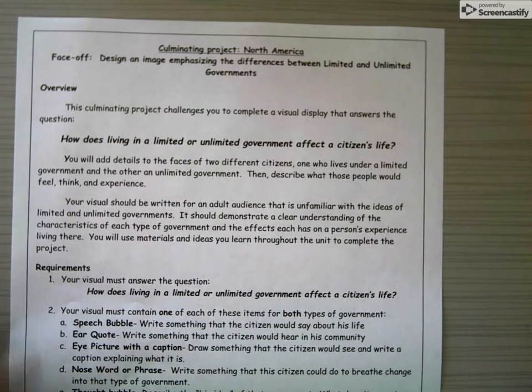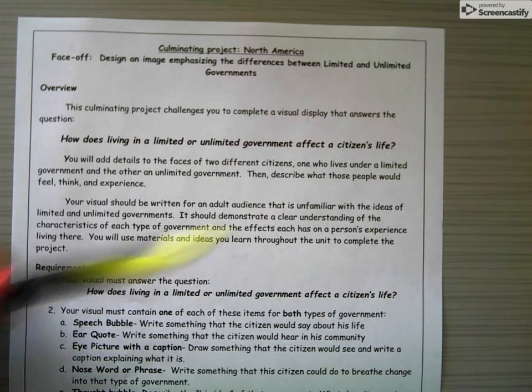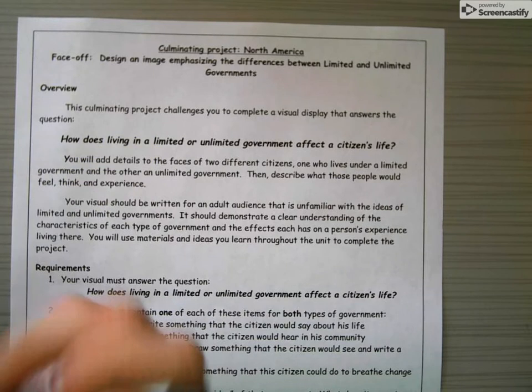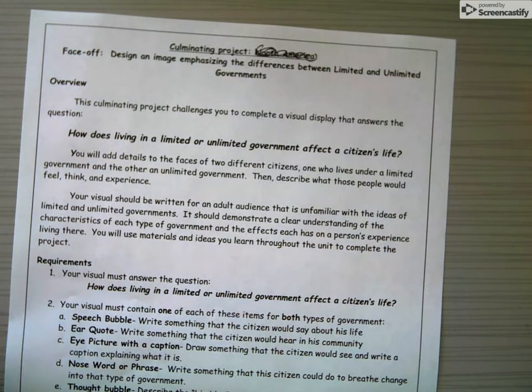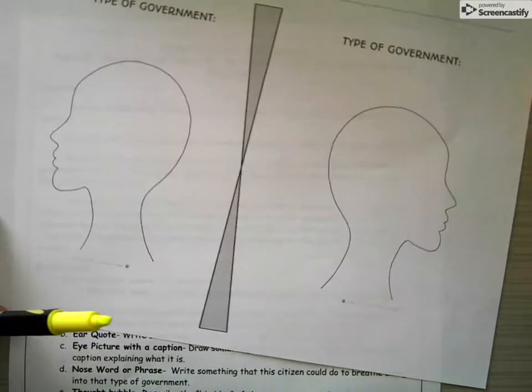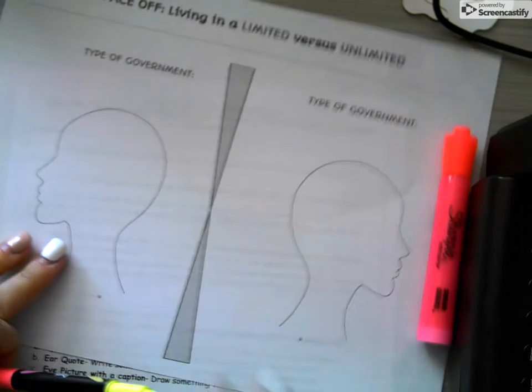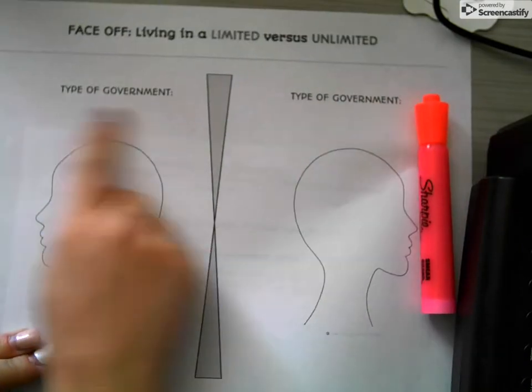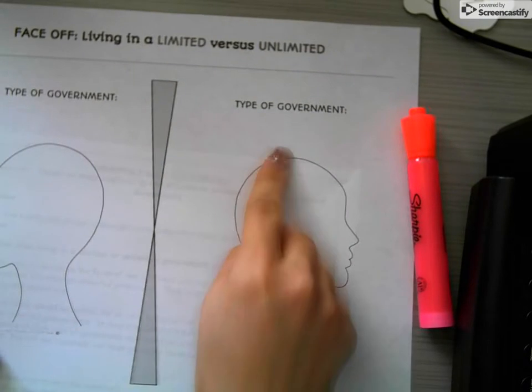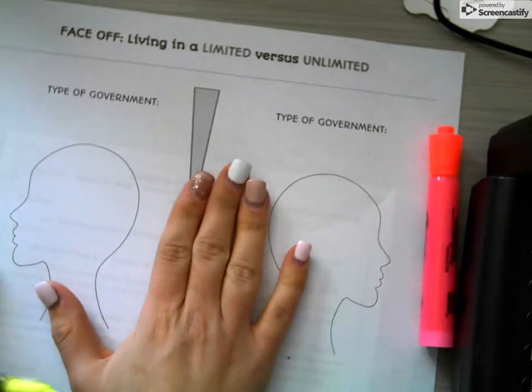All right, so this is the project. It says North America, but it's not really for North America. It's just going to be a project. Basically, you're going to be showing me, based on these two images right here, what the difference is between a limited and unlimited government. So you'll put type of government limited, type of government unlimited, and then I'll get into the instructions for what you're going to do after that.